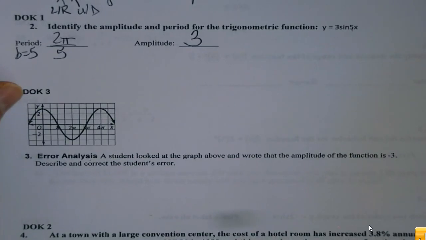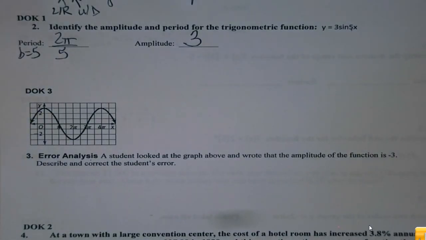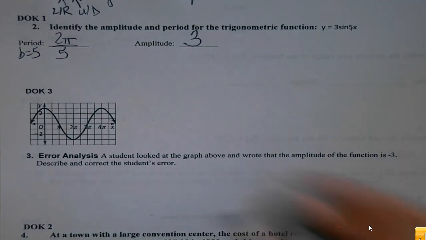All right, let's see here. Error analysis. A student looked at the graph above and wrote that the amplitude of the function is -3. Describe and correct the student's error. Okay, so if the amplitude isn't -3, what is it? It's 3.